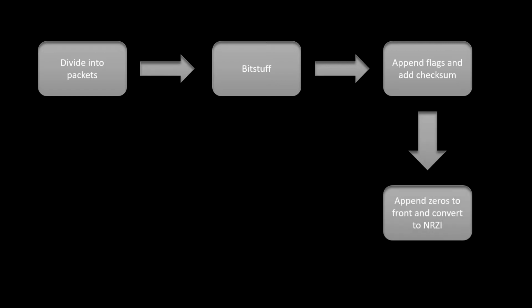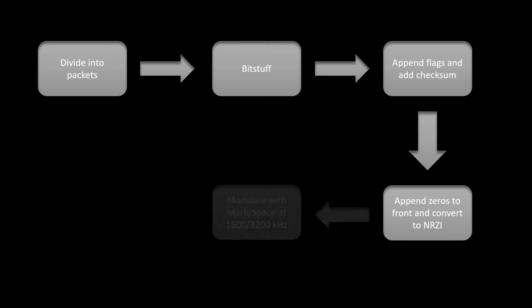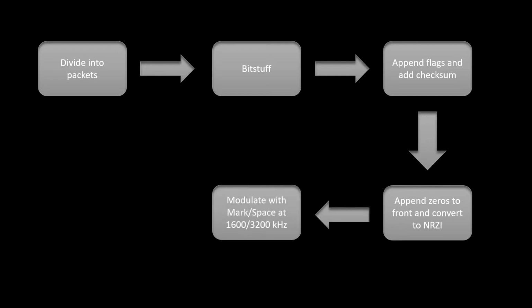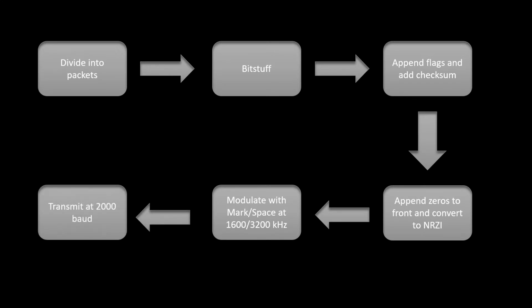A sequence of zeros is appended before the first packet to help recover timing. The packets are converted to NRZI bits, which are encoded by mark and space frequencies of 1.6 and 3.2 kHz. These bits are then transmitted over the radios at a baud rate of 2000.